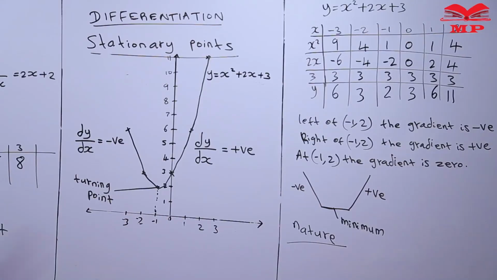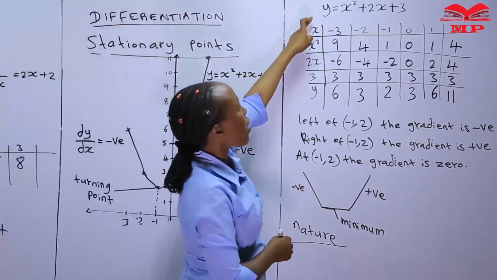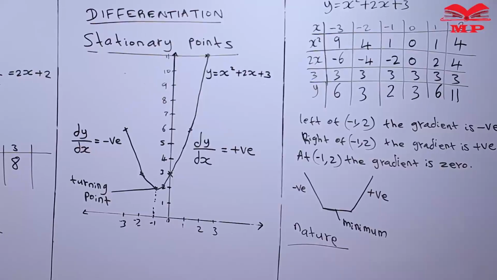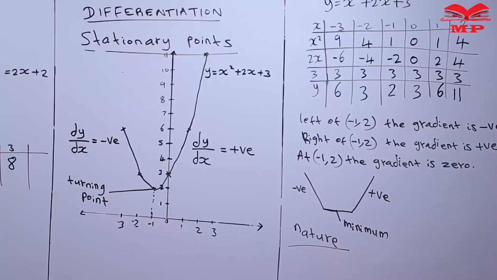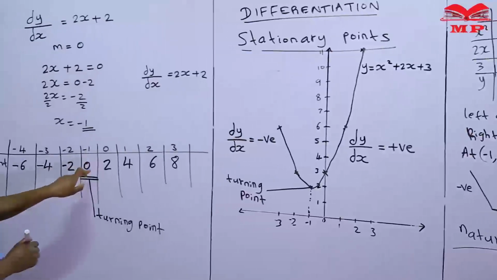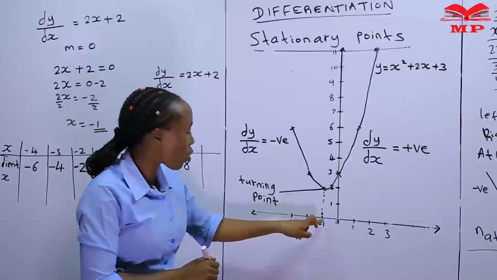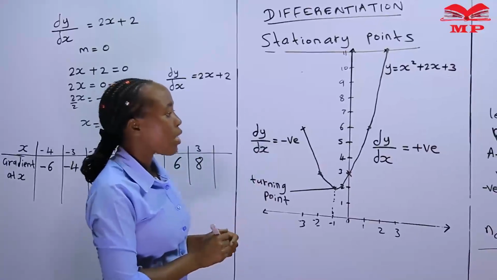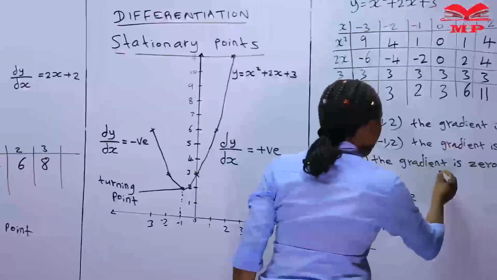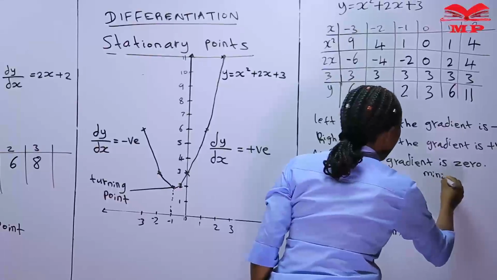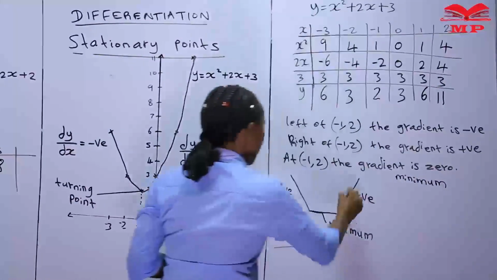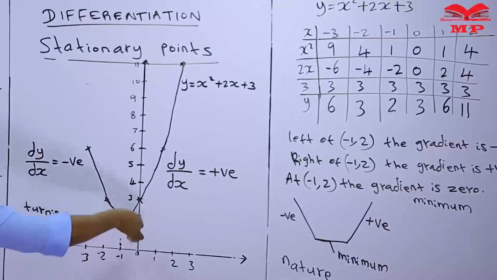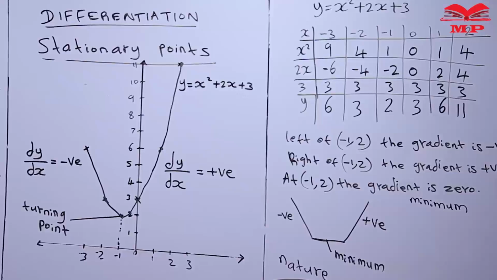We can do another example. So that is for this curve. With a curve, you can determine the nature of the stationary point and get where the stationary point will be. At the point where the gradient is 0, that is point -1, 2, is a stationary point, and we are saying this point is a minimum. Whereby we have negative, stationary point and then positive, we usually have a minimum.